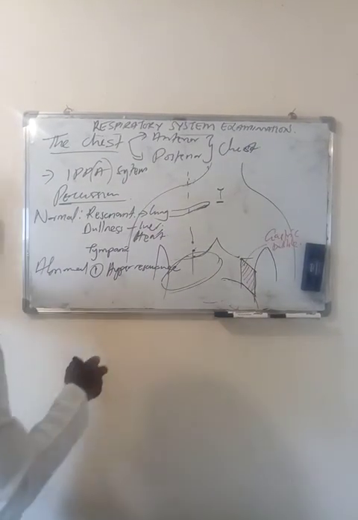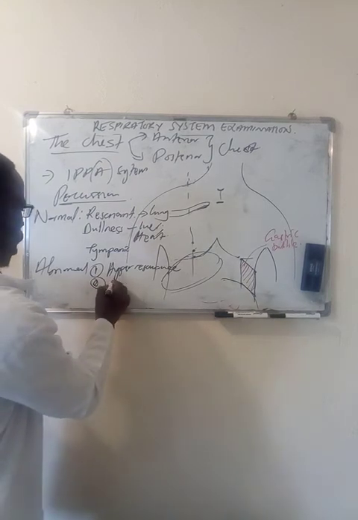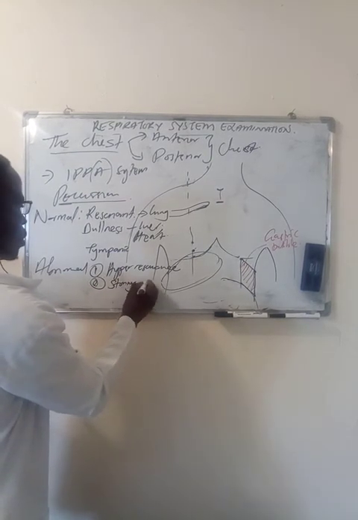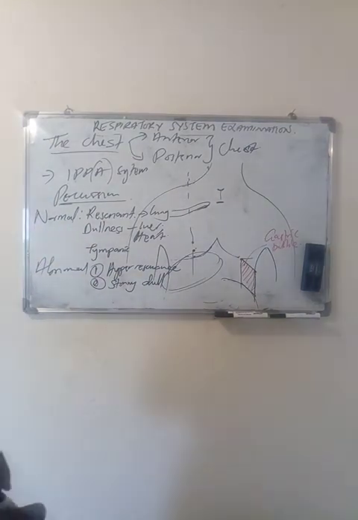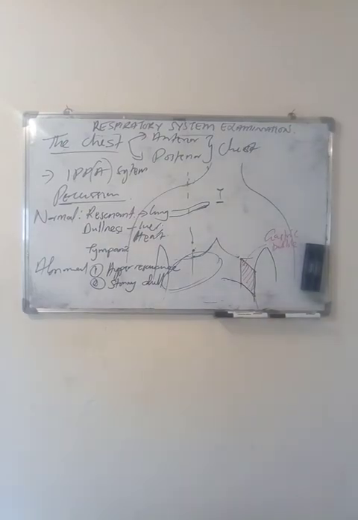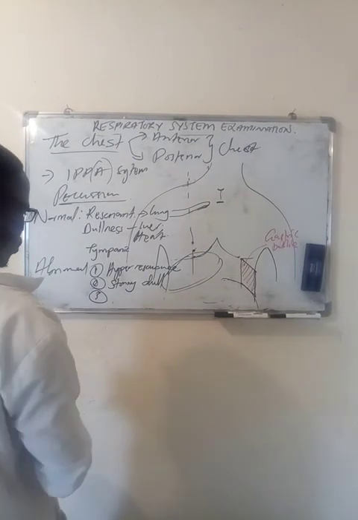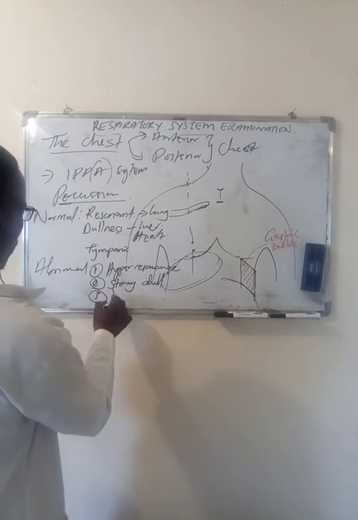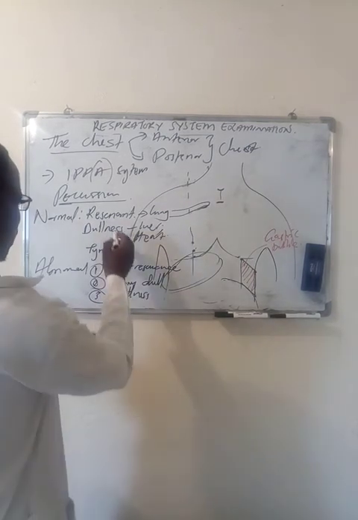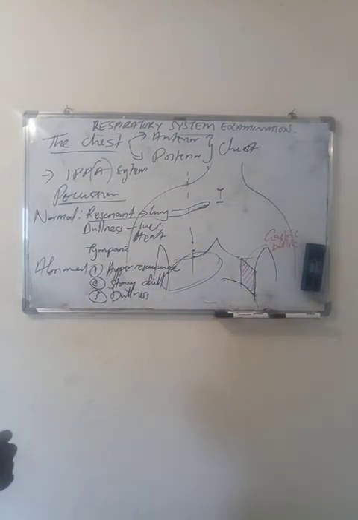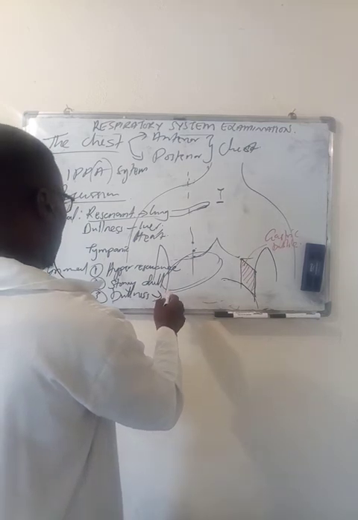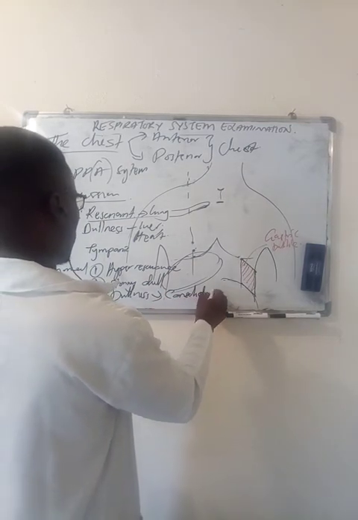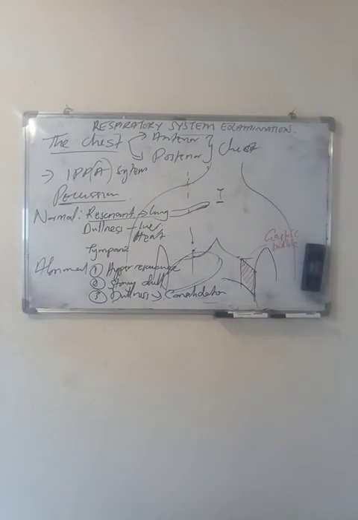All right. Then you can also have a stony dull percussion note. A stony dull percussion note occurs when there is fluid, such as when there's fluid in the lungs. You're going to find what? You're going to find dullness. Then you can also have number 3. You can also have dullness in the region where there's supposed to be resonance. This indicates what? Things such as consolidation, and it can occur in things such as pneumonia or even TB.